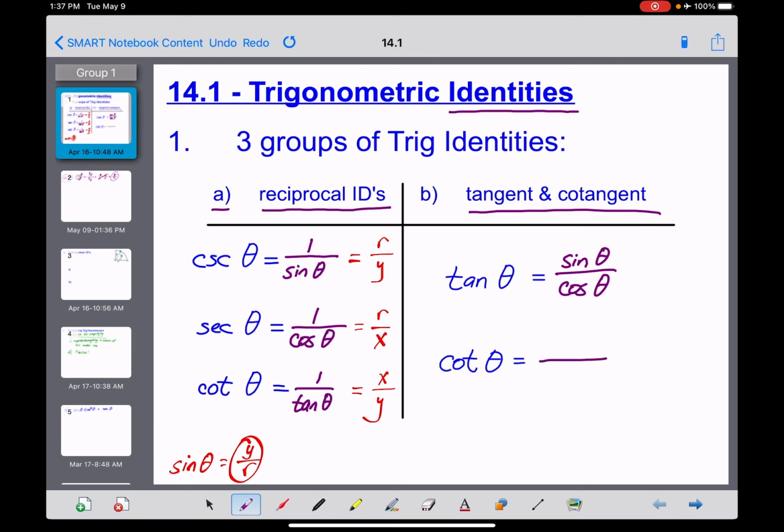Cotangent of theta, though, is just going to be the reciprocal of what we just wrote down. So cotangent of theta could be rewritten as the cosine of theta divided by the sine of theta. All right, guys, so there's the first 5 identities here that we have to have written down.